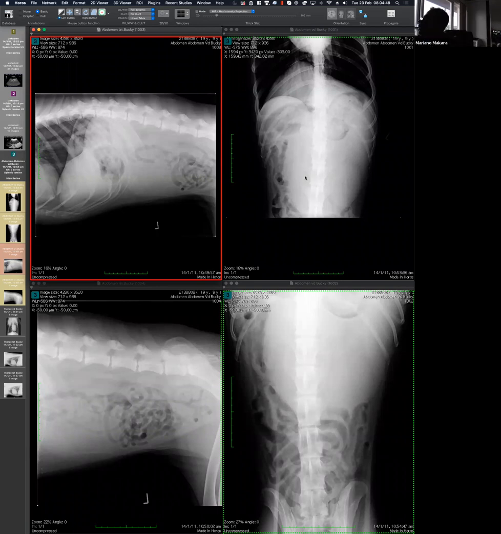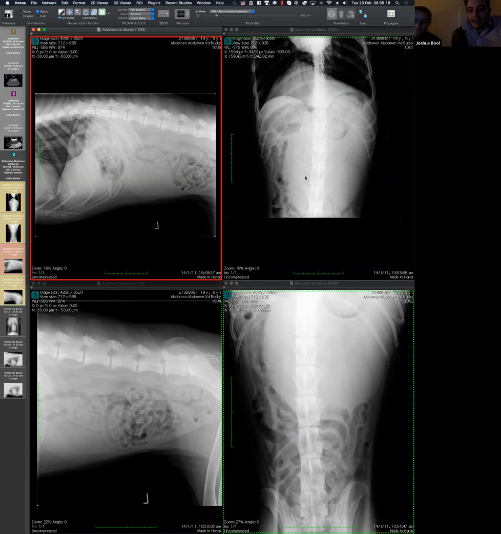I guess I'll start with the obvious. There seems to be an increased opacity in the mid to cranial region of the left abdomen. Yeah, I agree with that.